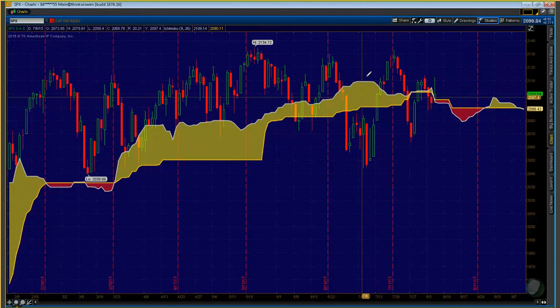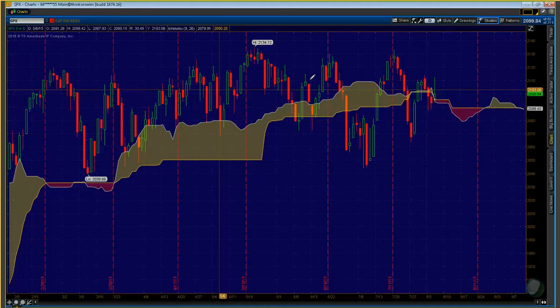Now, if you look at price action, if it's above the Kumo, as we can see here, it's bullish. If it's below the Kumo, it's bearish. So just instantly by looking at where price is in relation to the Kumo, or the cloud, you can tell whether SPX in this case is bullish or bearish.